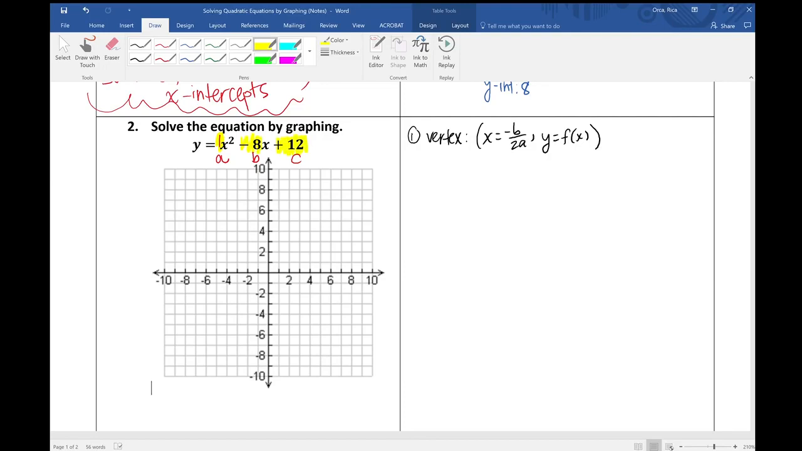Now take your a and b values and plug them in to your formula. For the x coordinate, it's x equals negative b over 2a. So that's negative 8 over 2 times 1, which is a negative times a negative is a positive. So it's positive 8 over 2. 8 divided by 2 is 4. The x coordinate of our vertex is at 4.